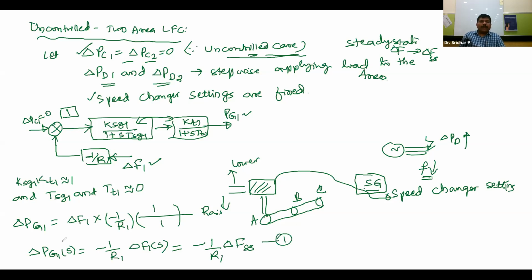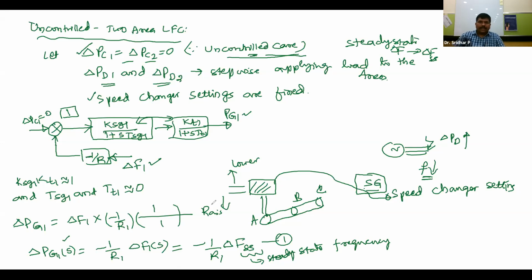Whatever the required amount of generating power, or incremental generation, from area 1 in order to meet the total demand of delta pd1 and delta pd2, area 1 has to generate an amount of power that is minus 1 by r1 into delta f into ss. Whatever this delta f ss is, that is nothing but the value of the change in frequency at steady state, multiplied by minus 1 by r1. So this is about the generation power.